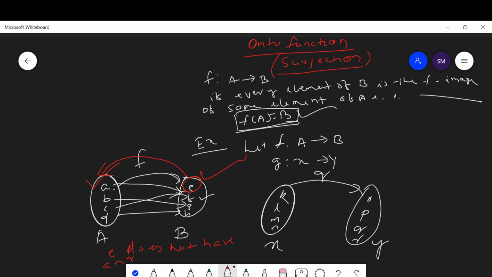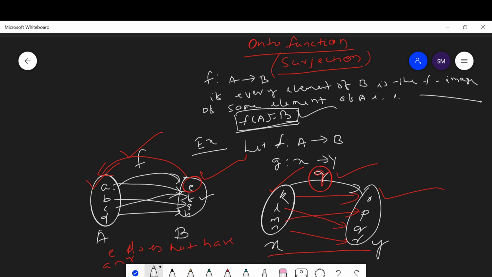Look at here. Here K is related to O, L is related to Q, M is related to P, N is related to R. This is an onto function because each element of set Y has a pre-image in X. This is an example of an onto function, whereas the previous one is not. Now you get a clear idea about onto functions.